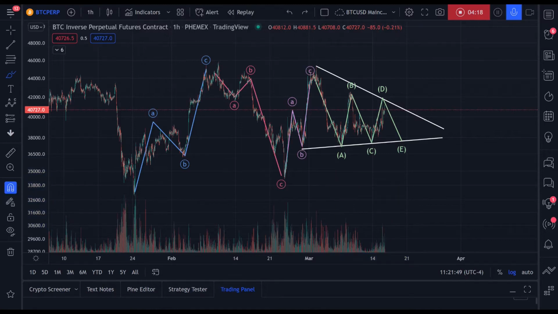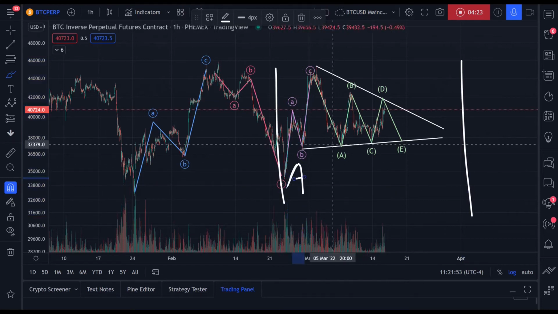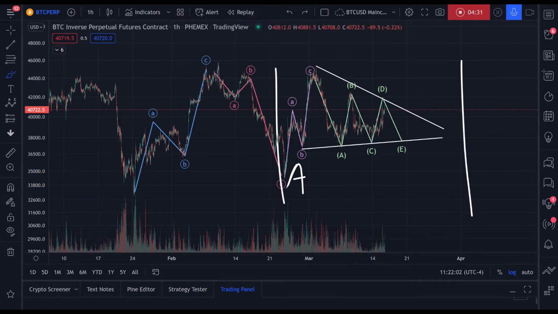So what do we have here? We have in our C section our A wave. This is our B wave. So if this is true, I know more or less when we will bottom out. I more or less understand this price action.